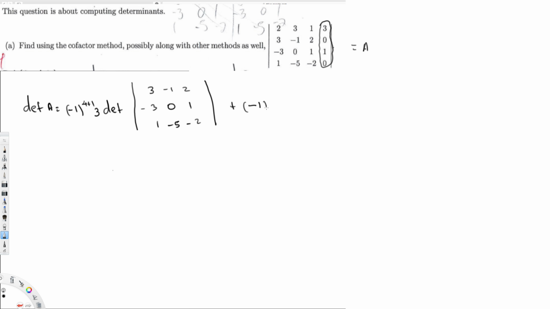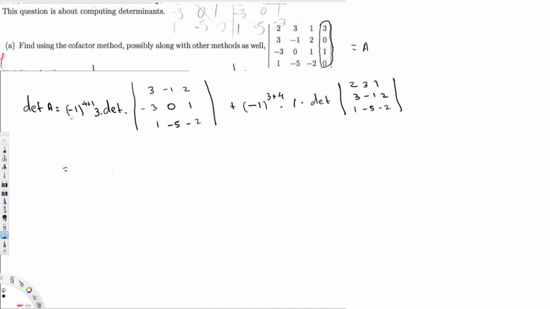Before I do that, I have to apply the same formula here. It's going to be -1 to the power of 3 plus 4, since the location is the third row, fourth column. Then times the number 1, and the determinant of the values except this vertical and horizontal component. So it's going to be 2 3 1, 3 minus 1 2, then 1 minus 5 minus 2.